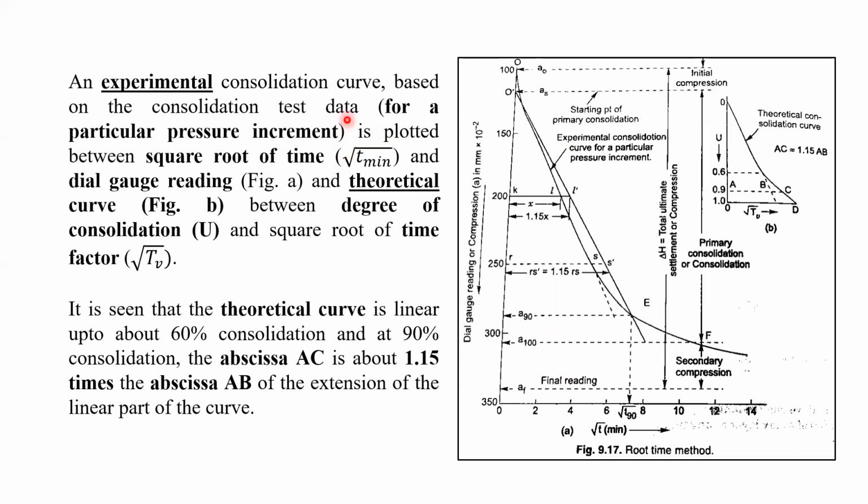What it says is that the experimental curve is plotted between the square root of time and the dial gauge reading. This is the experimental consolidation curve, and the theoretical curve is between the degree of consolidation U and the square root of the time factor, Tv. So these two graphs have been found similar as per Taylor.